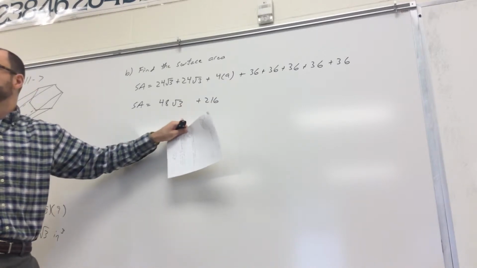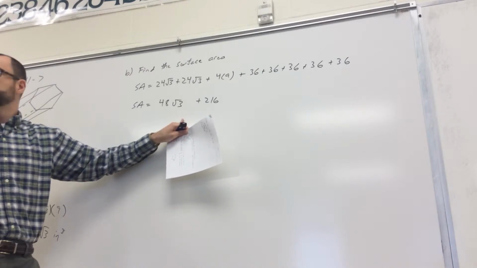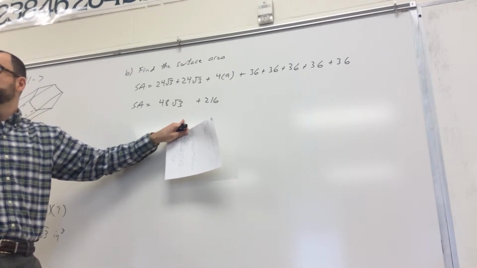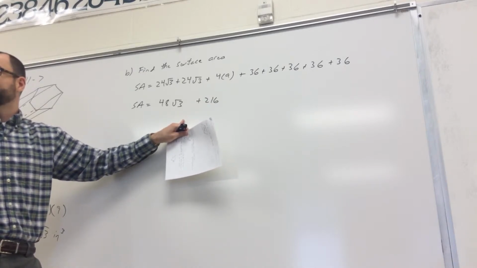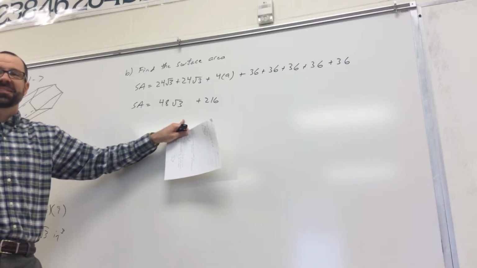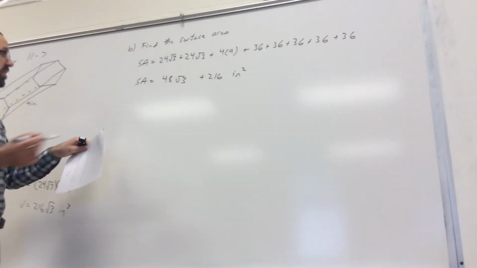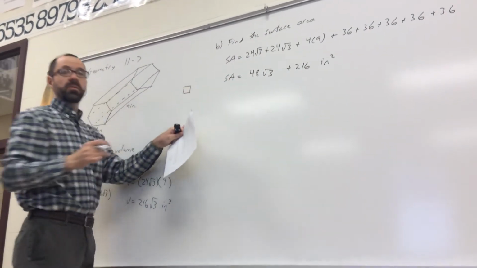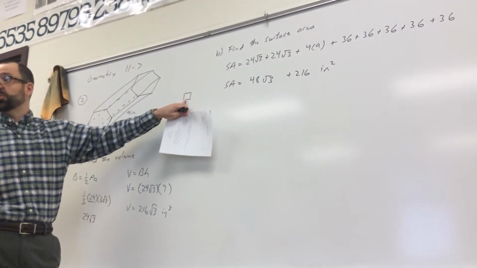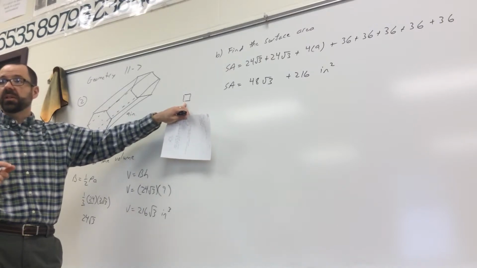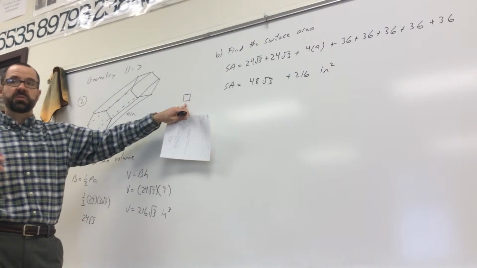What would the label for this be? Surface area. Okay. What would the label be? Square inches, right? Because when we're doing surface area, we're counting how many of those, if they were stickers, how many of those squares would cover the outside of the figure. That's what surface area is.